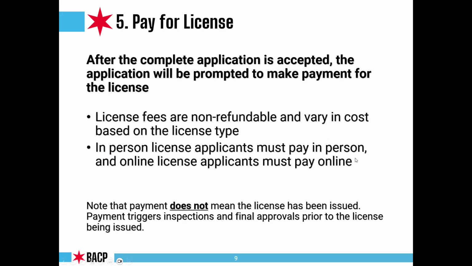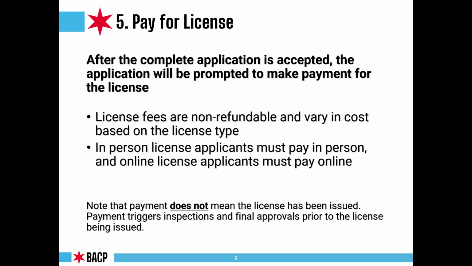Now, once the application is complete and reviewed, the next step is that a payment coupon is going to be generated. It's at this point in time that you would then pay for your license. Payment for your license can be made in person here at the center, or it could also be done at the clerk office here at City Hall on the first floor, room 107. And if you're doing the application online, then you would process the payment through there.